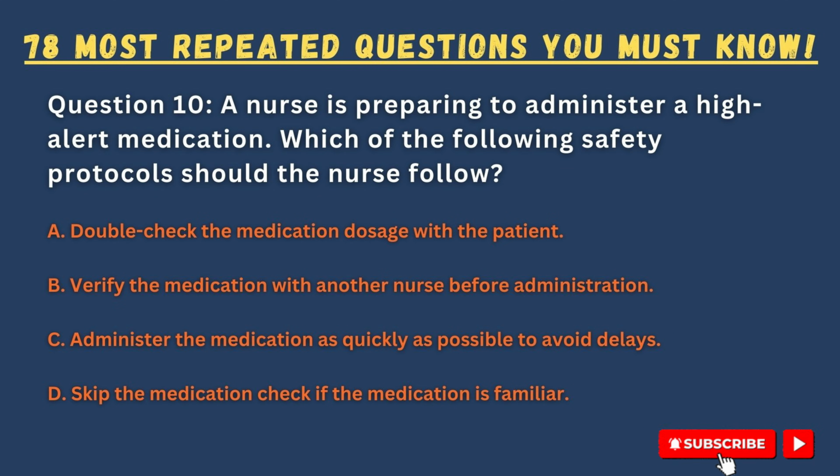Question 10. A nurse is preparing to administer a high-alert medication. Which of the following safety protocols should the nurse follow? A. Double-check the medication dosage with the patient. B. Verify the medication with another nurse before administration. C. Administer the medication as quickly as possible to avoid delays. D. Skip the medication check if the medication is familiar.